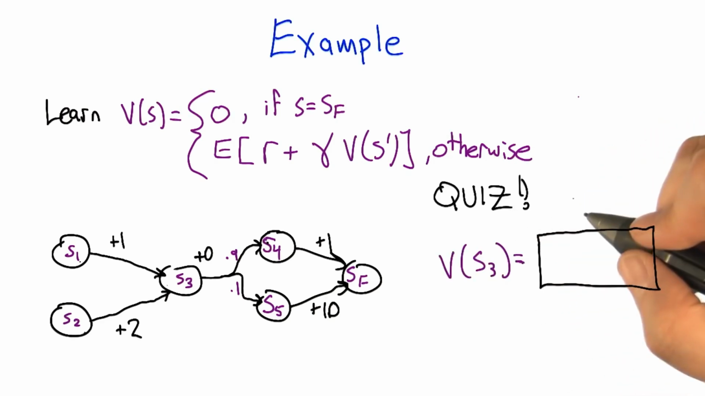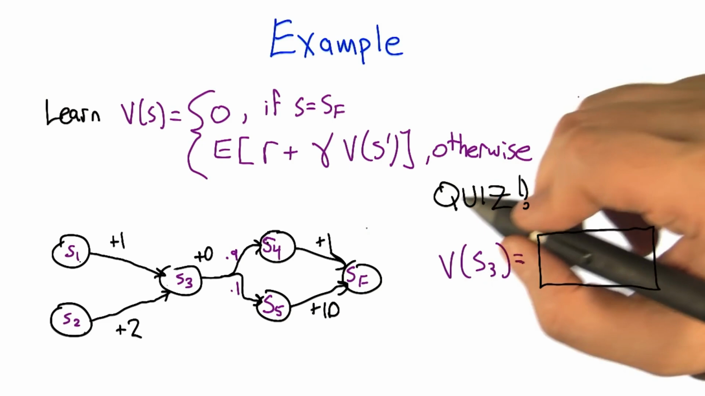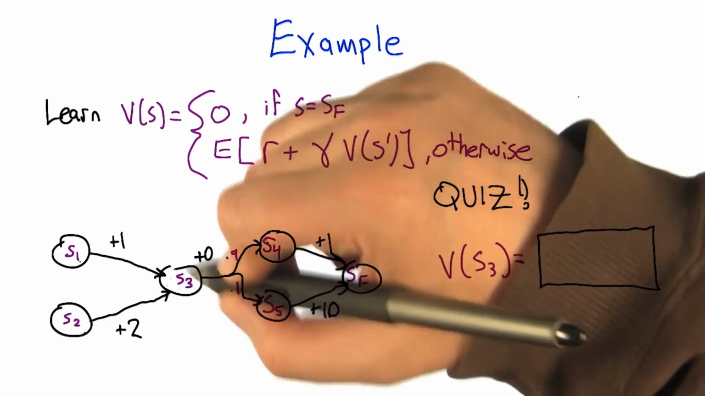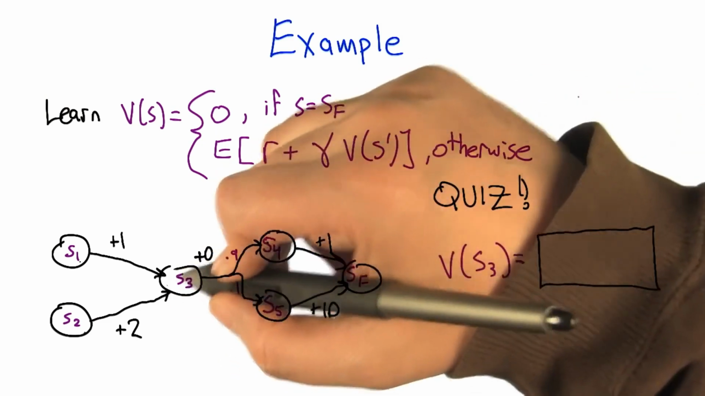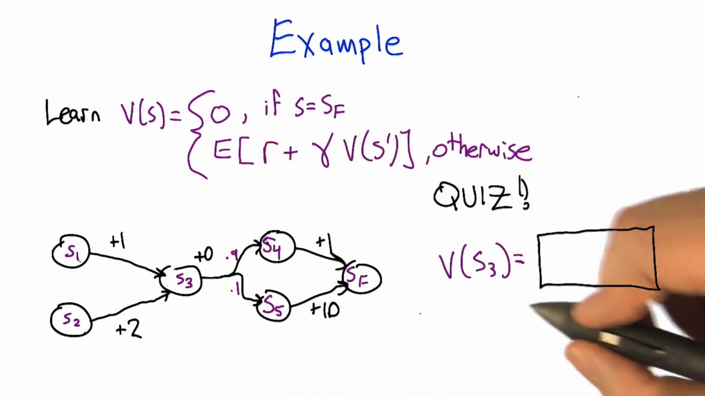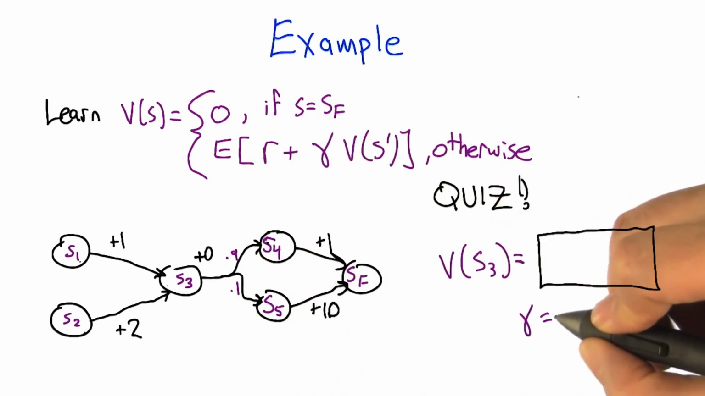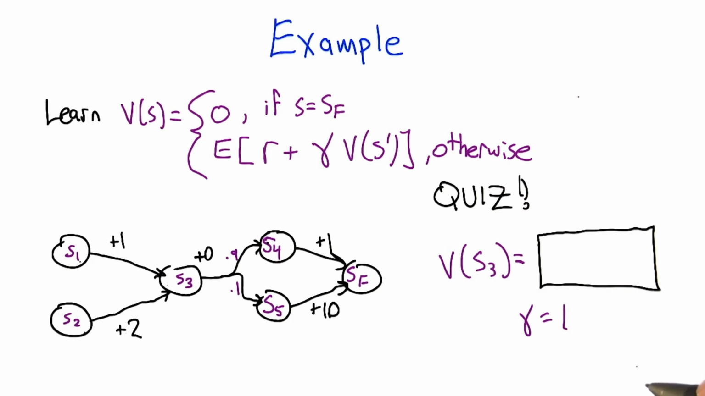All right, and here's the quiz. What we're going to do is, since you understand this so well, figure out what V of S3 should be. So what is the value of state 3 given this Markov chain? And just to make things a little bit nicer, more friendly, just assume that gamma is 1 so you don't have to multiply by funny numbers.